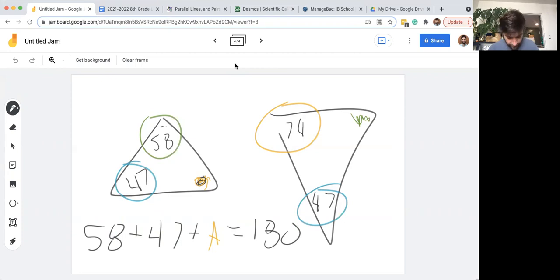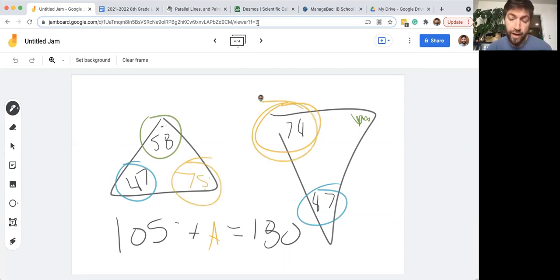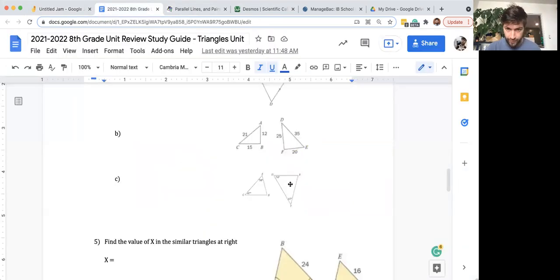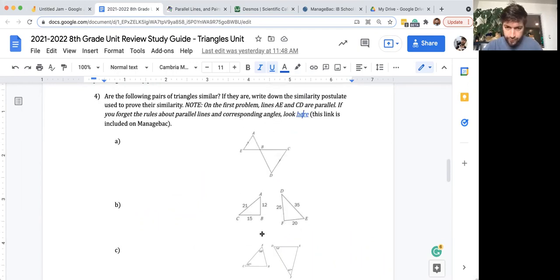98 plus 7, 105. So 105 plus A will equal 180. 105 plus what equals 180? 75. So that means that this angle has to be 75. And now I can check, is 75 the same as 74? No, it is not. Okay, therefore they don't share 2 angles. Therefore they are not similar. Okay, so that was C. So only one of ours was similar. The first two, the other two pairs were not similar.